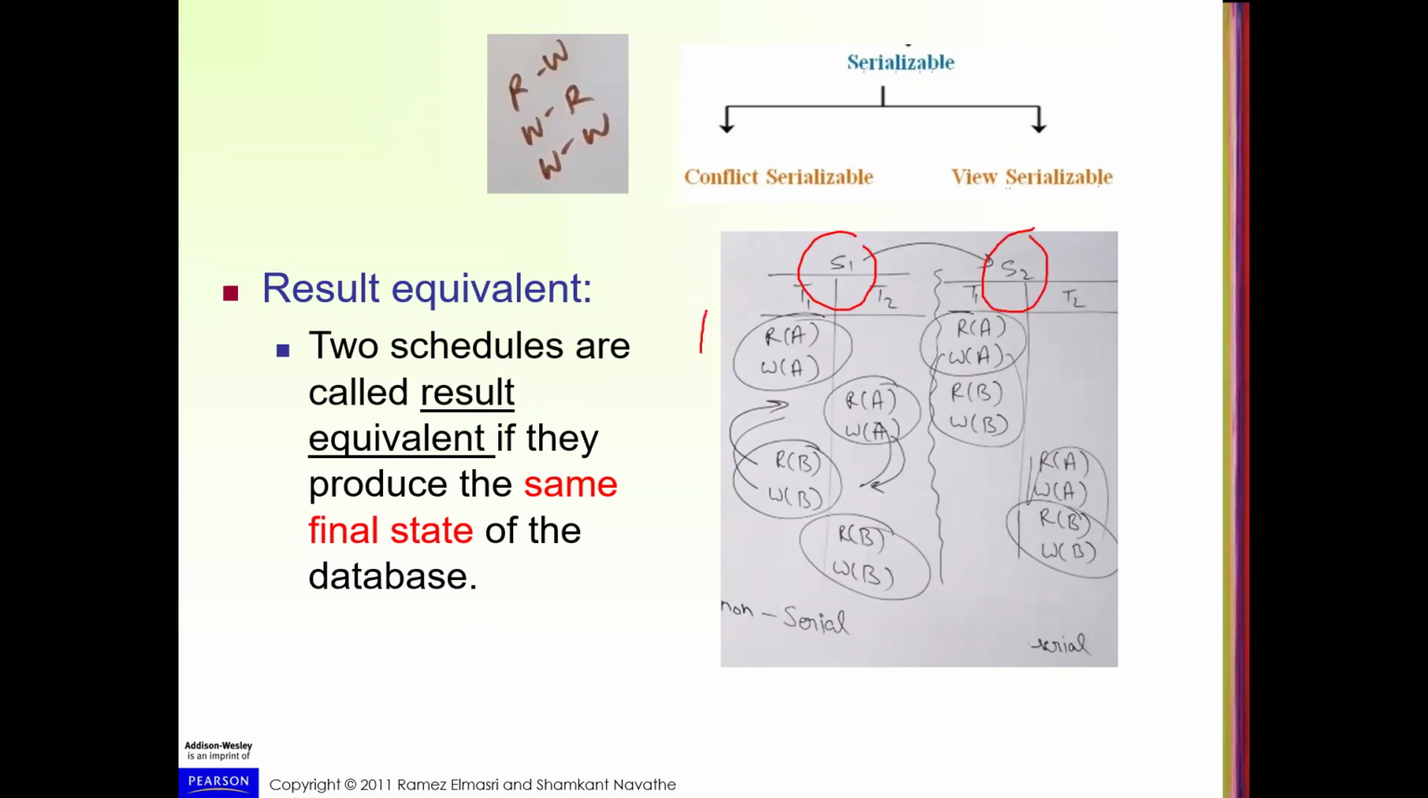S1, as you see, is non-serial. Part of T1 is running, then part of T2 is running. T1 runs, then part of T2 is running. Then T1 is running again, and this time T2 stops, and then T2 is running. So now let's see how we can convert this non-serial schedule to a serial schedule.